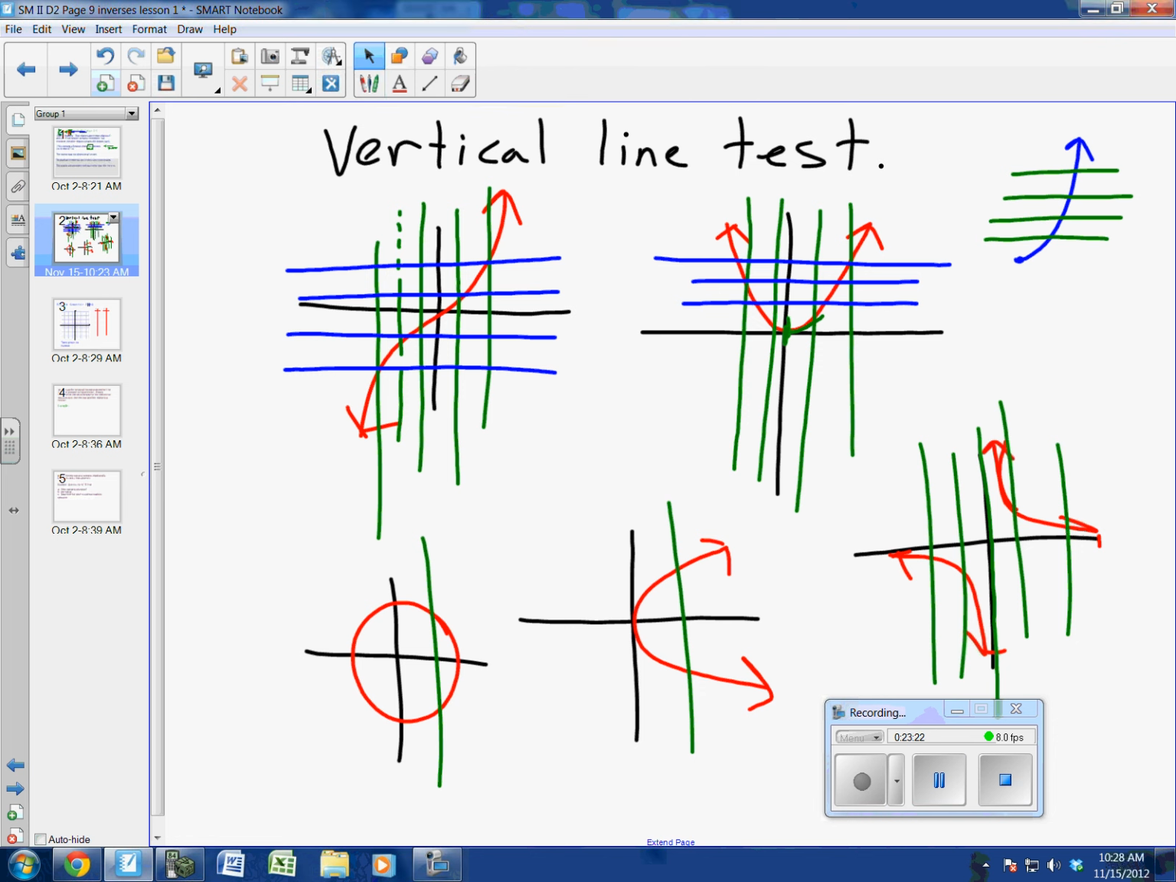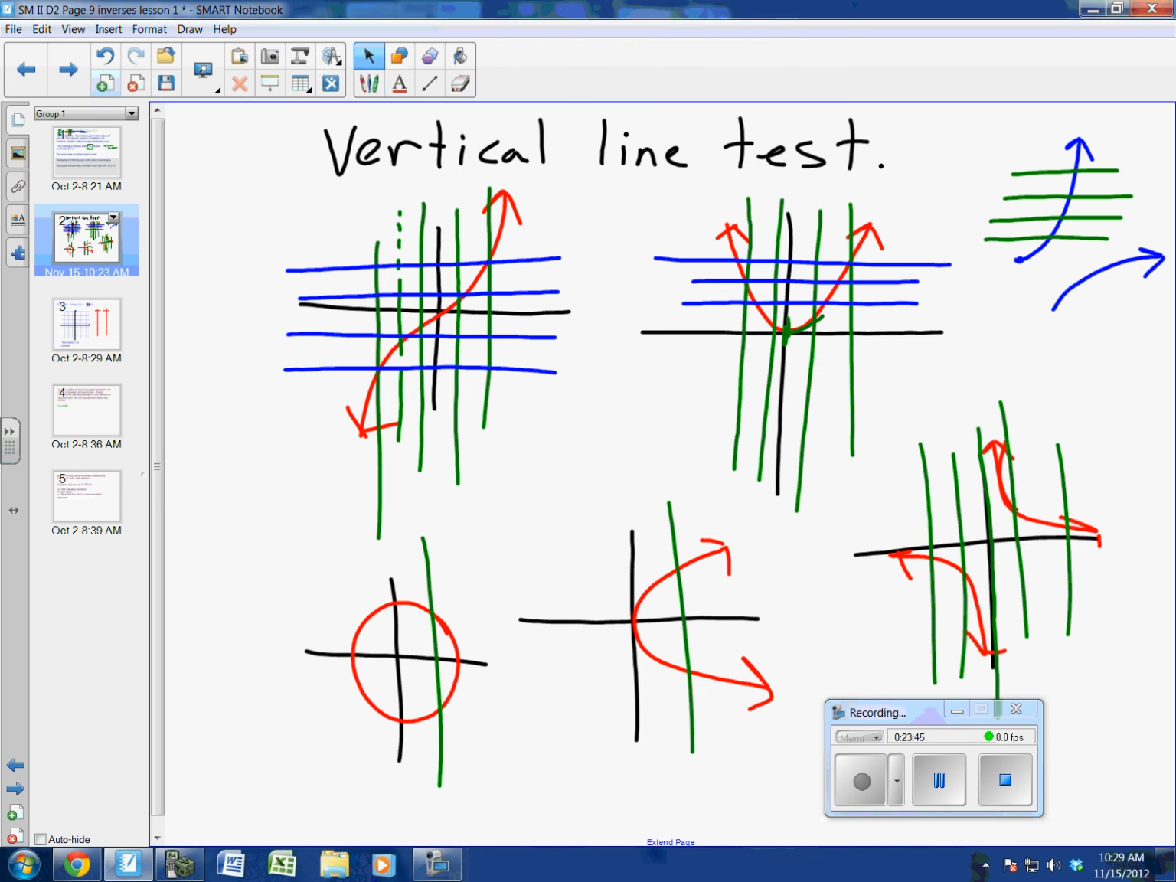You guys, what happens when you take an inverse? It flips it sideways. Whoops, I didn't draw that very well. Let me draw that again. It flips it sideways, and it goes like this. And now that one's going to pass the vertical line test, right?